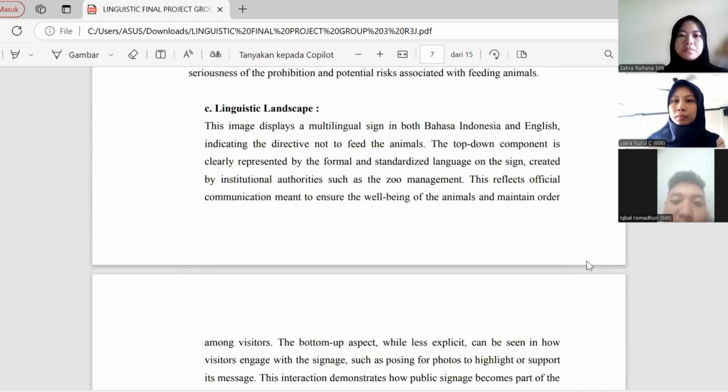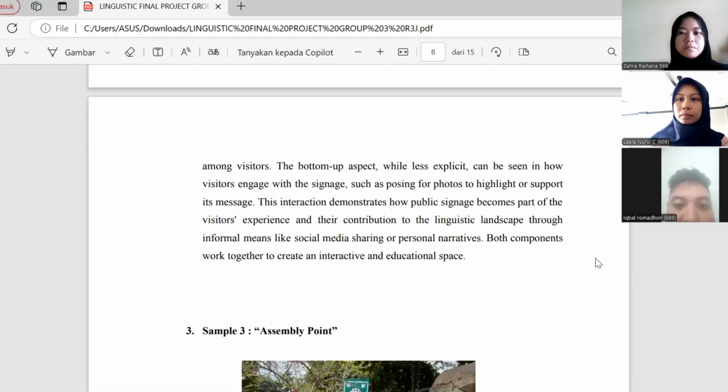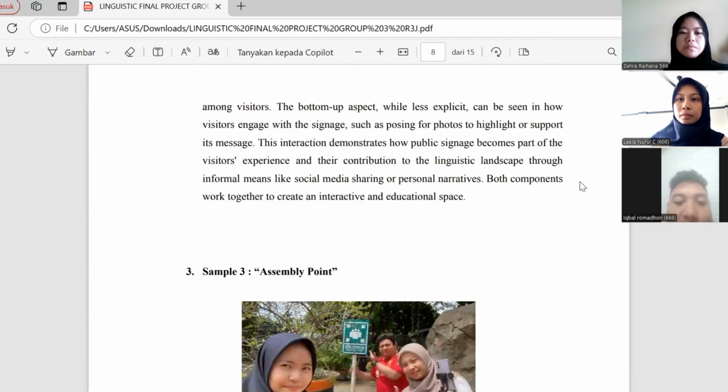C. Linguistic landscape. This image displays a multilingual sign in both Bahasa Indonesia and English, indicating the directive not to feed the animals. The top-down component is clearly represented by the formal, standardized language and design, created by institutional authorities such as the zoo management. This interaction demonstrates how public signs become part of the visitor experience, and visitors contribute to the linguistic landscape through informal means like social media sharing or personal narratives. Both components work together to create an interactive and educational space.